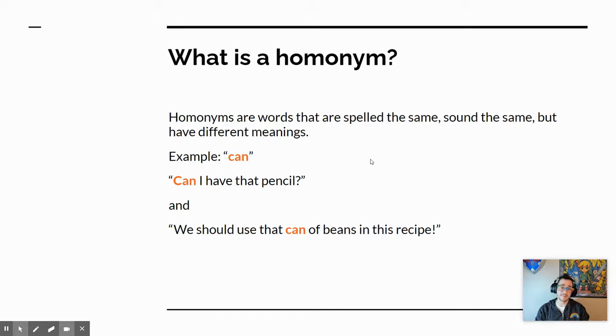Let's get started. What is a homonym? Homonyms are words that are spelled the same and sound the same, but they have different meanings. So, for example, the word can be used in a sentence like, "Can I have that pencil?" And it can be used in a sentence like, "We should use that can of beans in this recipe."